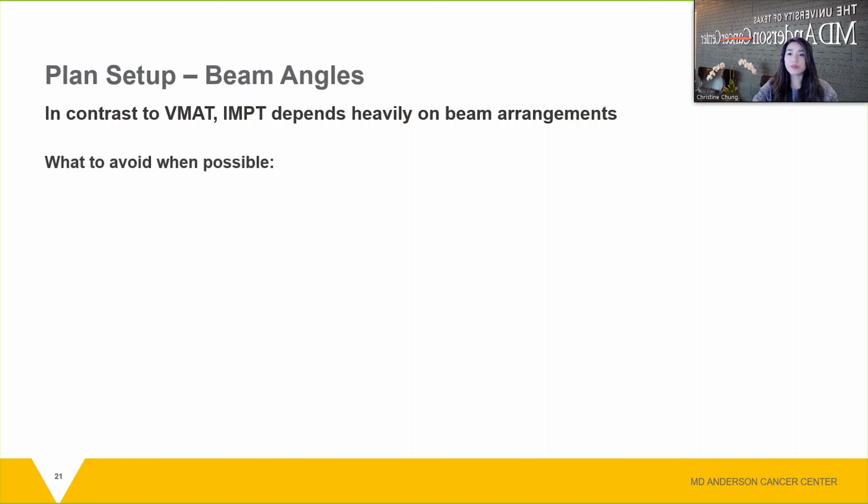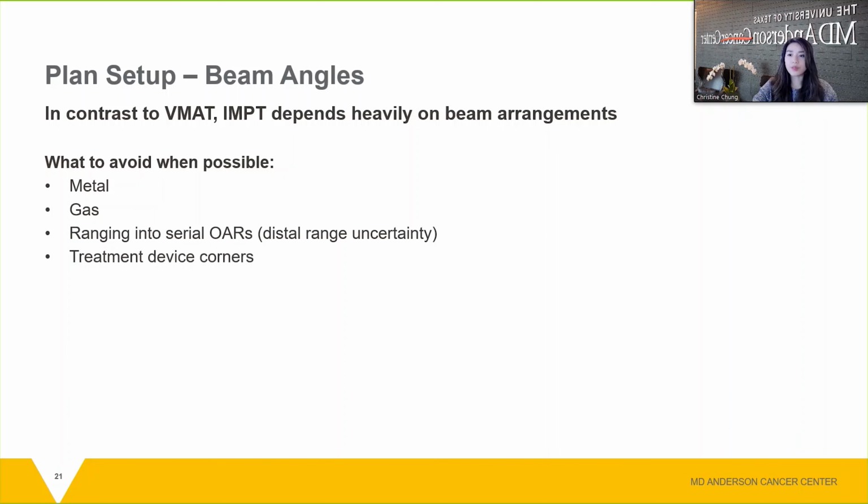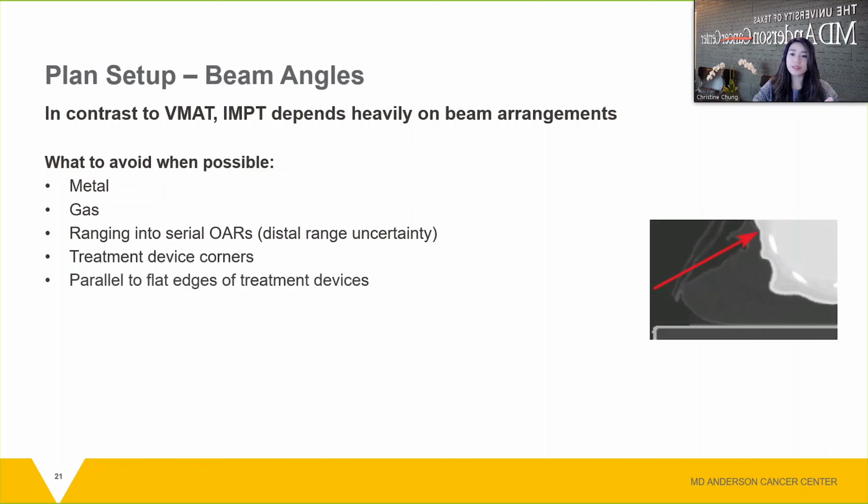With protons, there are a lot of limitations on beam placement, so sometimes it's best to figure out all of the places you can't put beams before you can figure out the optimal beam angles. So common things to avoid include metal, gas, ranging into serial organs due to distal range uncertainty, treatment device corners. This is just in case there is setup variation. We don't want to plan for a couch to be in the beam path that is sometimes there and sometimes not, and vice versa. We also try and avoid beams that go parallel to treatment devices.